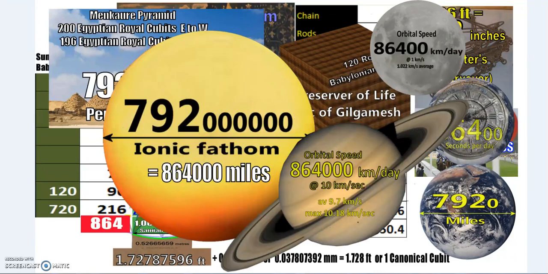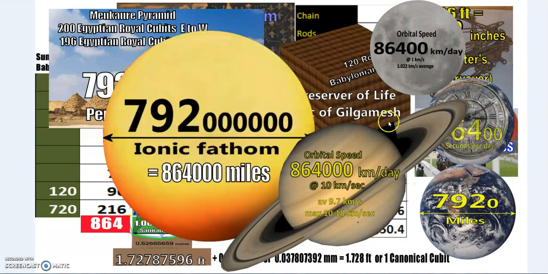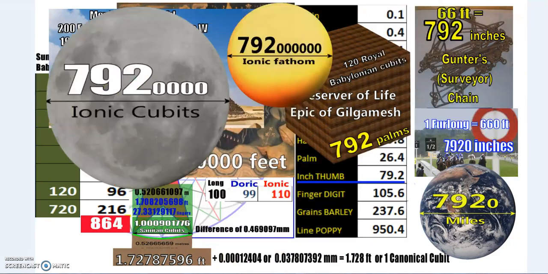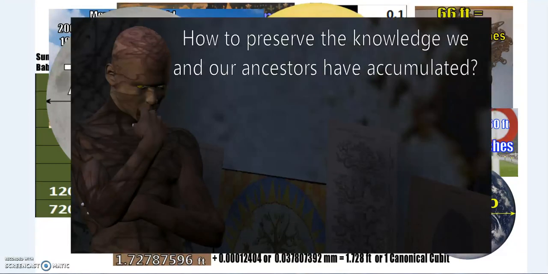How that connects to orbital speeds, meters and cubits coming together, measuring time, because that's the speed, orbital speeds of Saturn or the Moon. We need to measure time, and that just corresponds with the 86,400 seconds per day of the pendulum. Okay, 792 Ionic coming together. That was in the last episode.